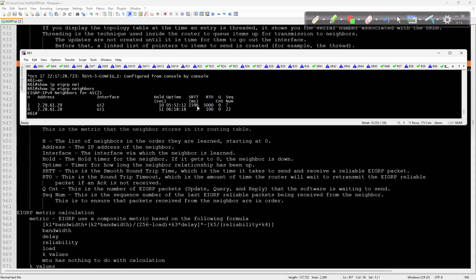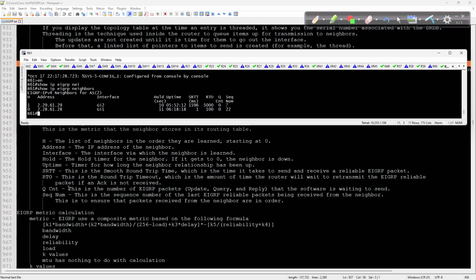I'd have to go look at my topology. I think 61 is an IOS XE box, and 28 and 29, I believe, are IOS. So I'm not sure exactly why this one's so high, but it's not that important. RTO is the round trip timeout, which is the amount of time that the router will wait to retransmit an EIGRP reliable packet if an ACK, acknowledgement, is not received.